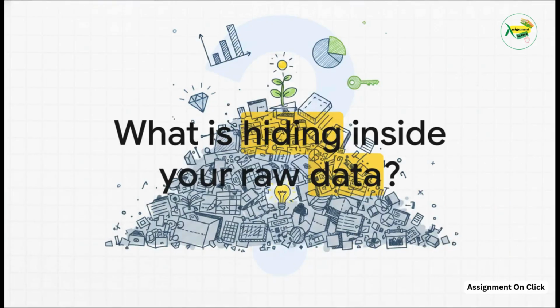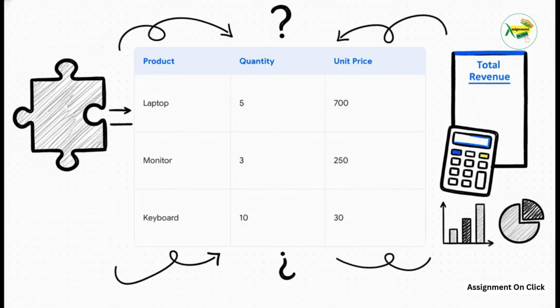So let's kick things off by asking a simple question about a universal pain point for anyone in data analysis. What is hiding inside your raw data? Well, usually it's a ton of incredible potential that's completely buried under a mountain of formatting issues and missing values. When we look at raw sales data, basic products, quantities, and unit prices, it becomes pretty obvious that without a calculated total revenue column, our analysis is basically stuck at the starting line. We simply can't make informed business decisions with isolated fields.